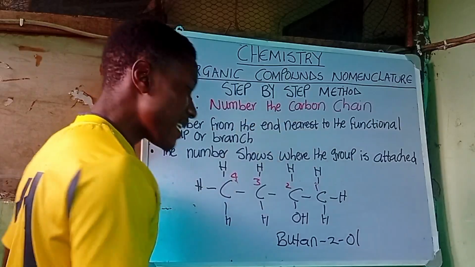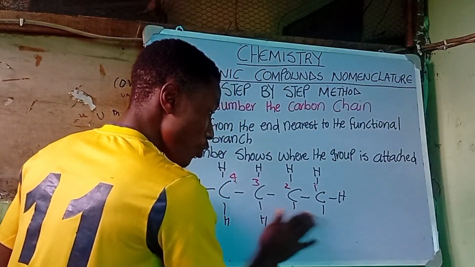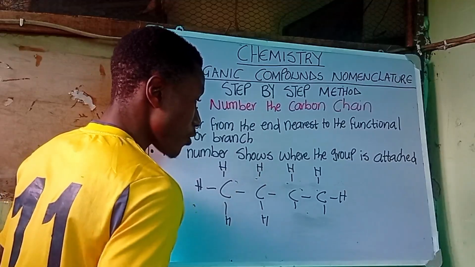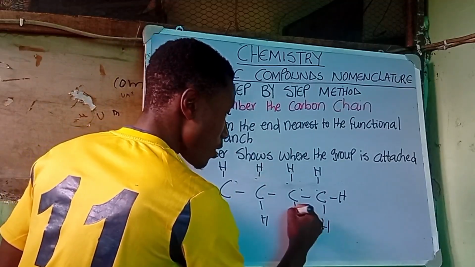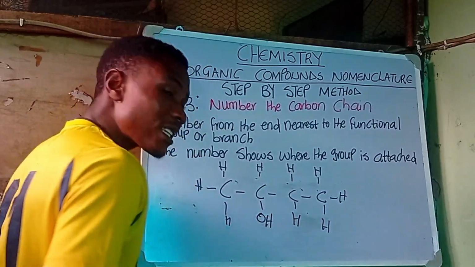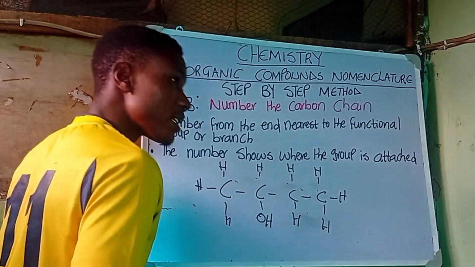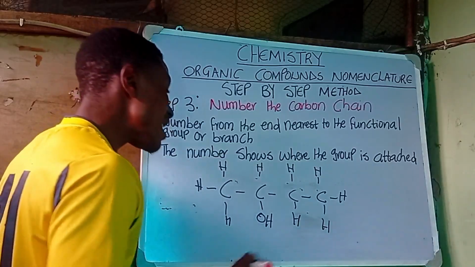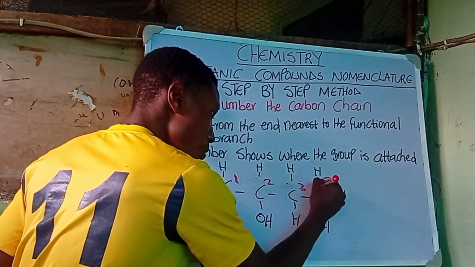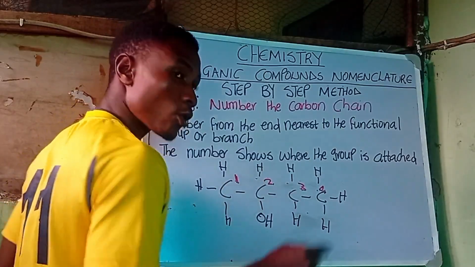Let's assume this thing is changed. Let's assume we change the functional group from this particular position to this particular position. What is still going to happen is that you start counting where you can give the functional group the least possible number. So we are going to start our counting here 1, 2, 3, 4, right? And the name is going to be butan-2-ol.